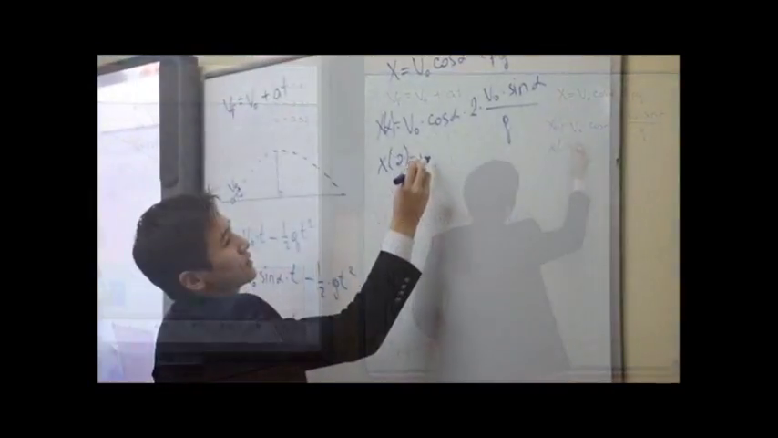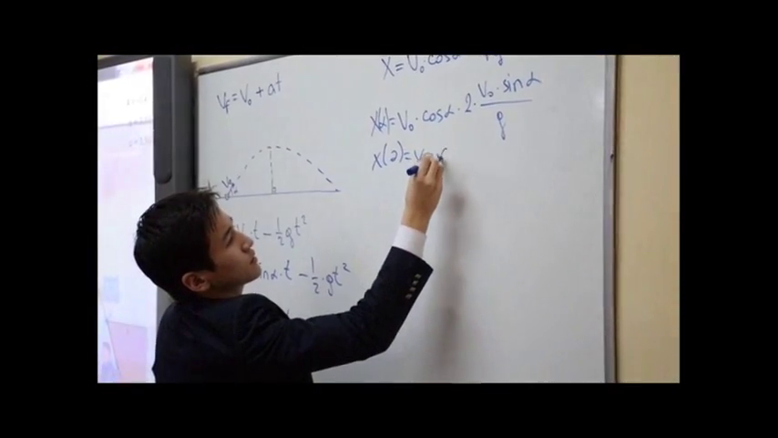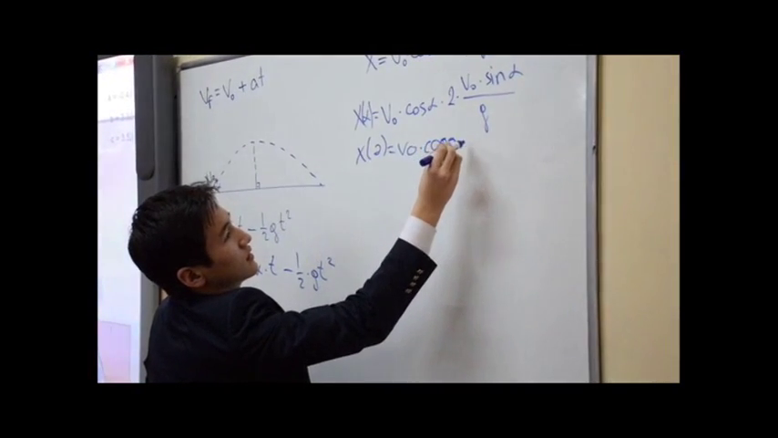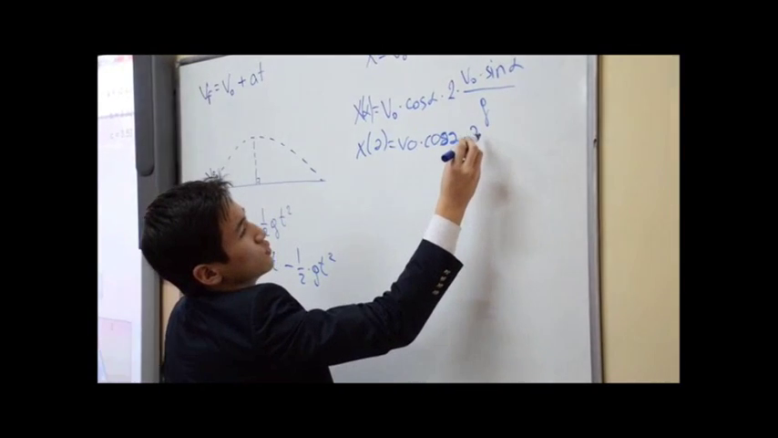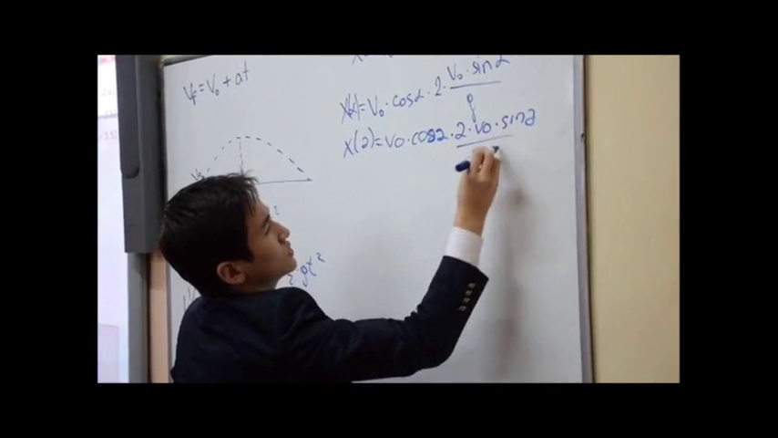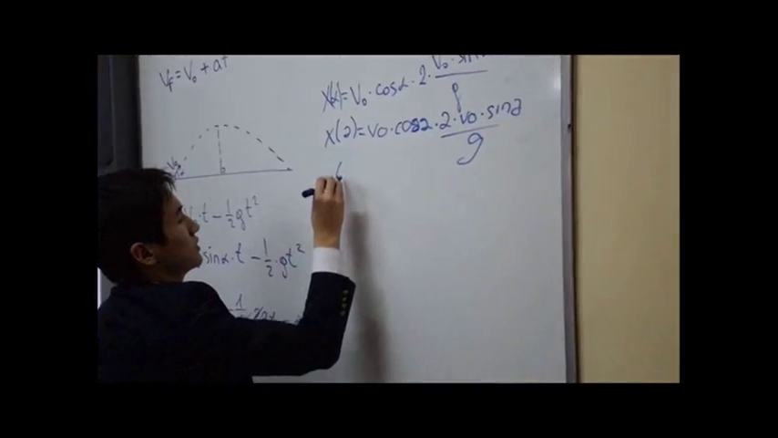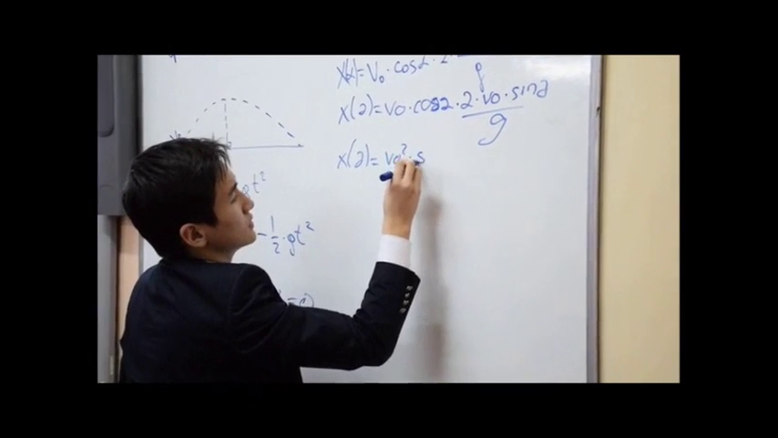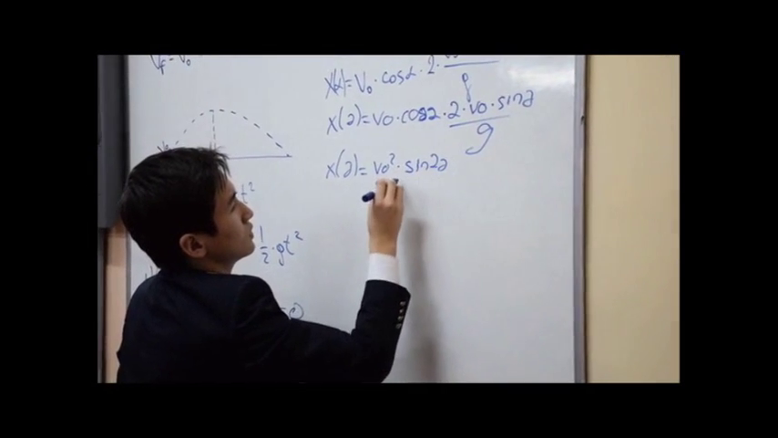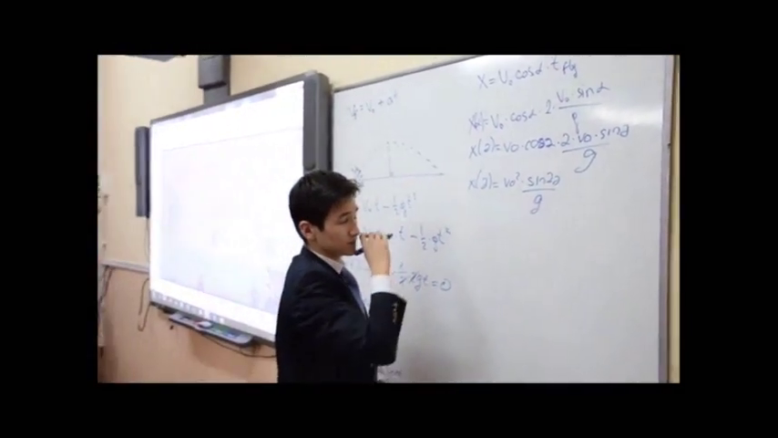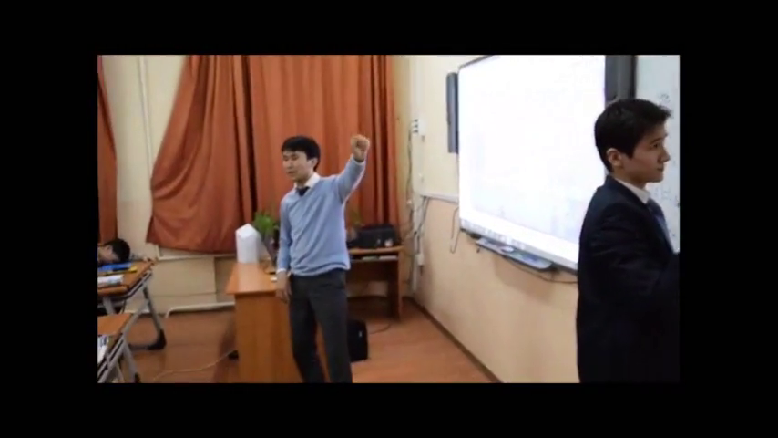So it will be V initial multiplied by cosine alpha, multiplied by V initial multiplied by sine alpha over G. So it will be V initial squared multiplied by sine 2 alpha over G. Is this clear? You know that 2 times sine alpha times cosine alpha gives us sine 2 alpha.